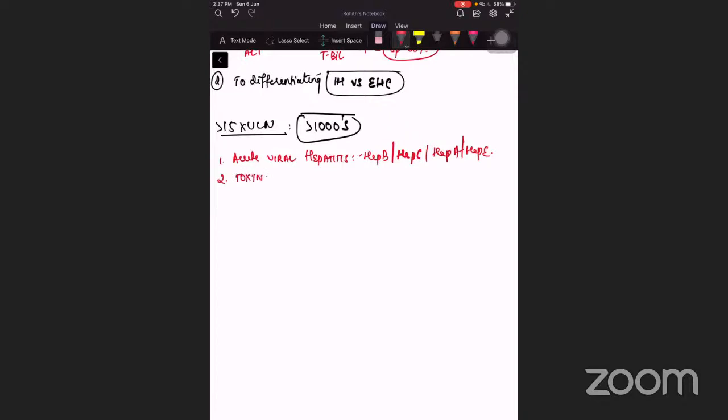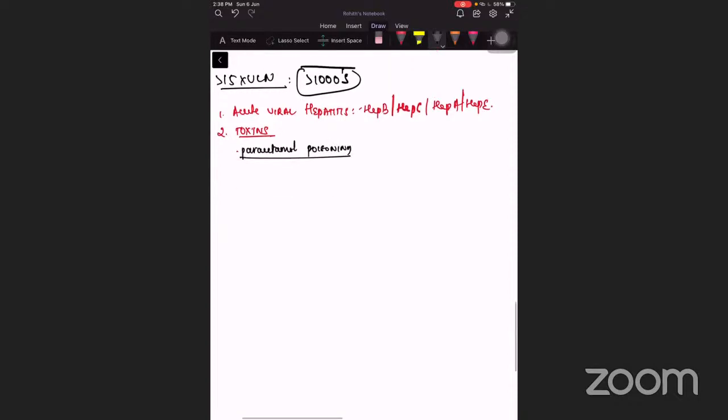Another differential diagnosis is toxins. Very, very common toxins. Most commonly we see in clinical practice is paracetamol poisoning. Very few words I'll tell. The toxic dose is more than 4 grams per day. It can be a single massive consumption, or it can be in a staggered form, like multiple small consumptions.